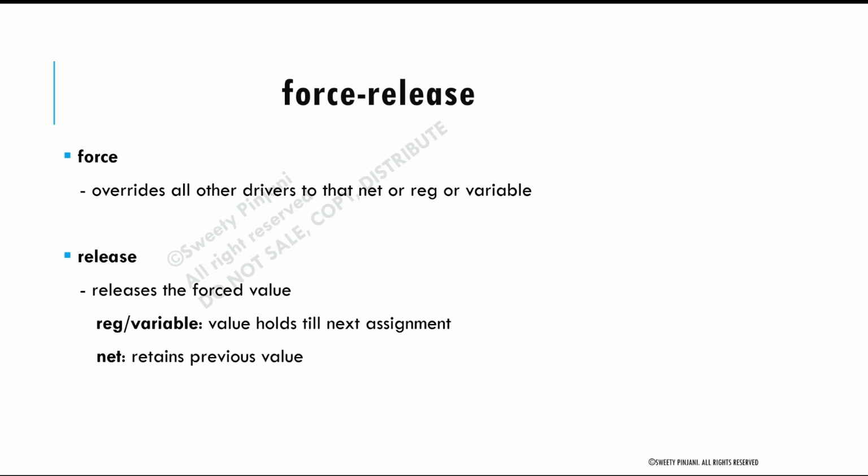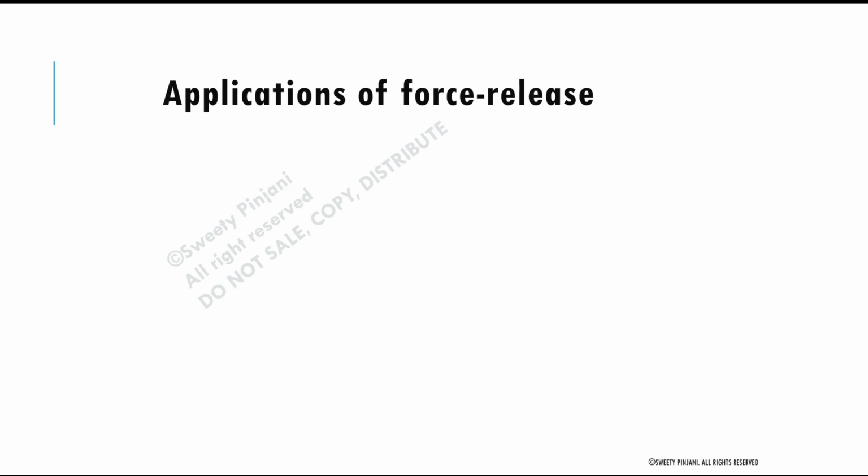Now let's understand some applications. There can be a lot of applications of force release. I am listing some major ones and I'll give you an example of each for you to understand. First is design debug. Say you were debugging a design and in waveforms you notice that the enable signal is 0. You suspect that if the enable signal is 1, the design will work properly. Now to completely ensure that what you suspect is true, the simple thing you can do is just force the enable signal to 1, rerun the test and see if the design is working properly.